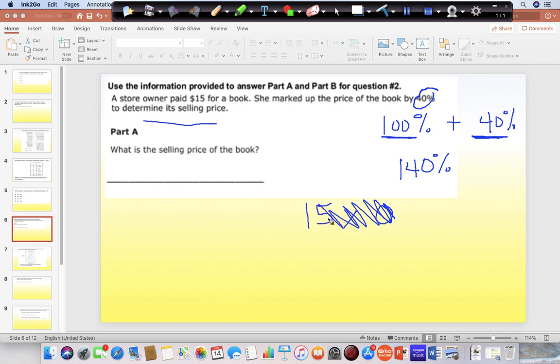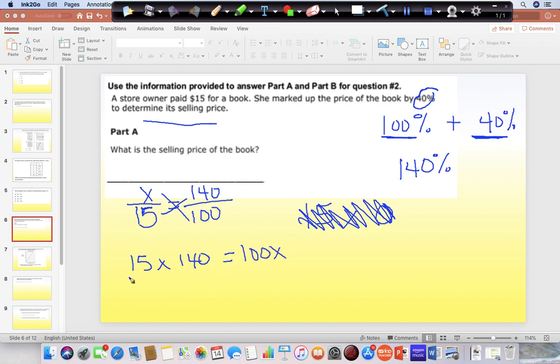I'm actually going to change this. We are still marking it up by 140%, but the way I've taught you guys with this is as a proportion. Okay, so we want to find out what the new selling price is. That's going on top. Our 15 is our original. That's going on bottom. Our percent goes over 100 always. So 15 times 140, you can do that in your calculator. Okay, and that's going to be equal to 100 times x, which is 100x.